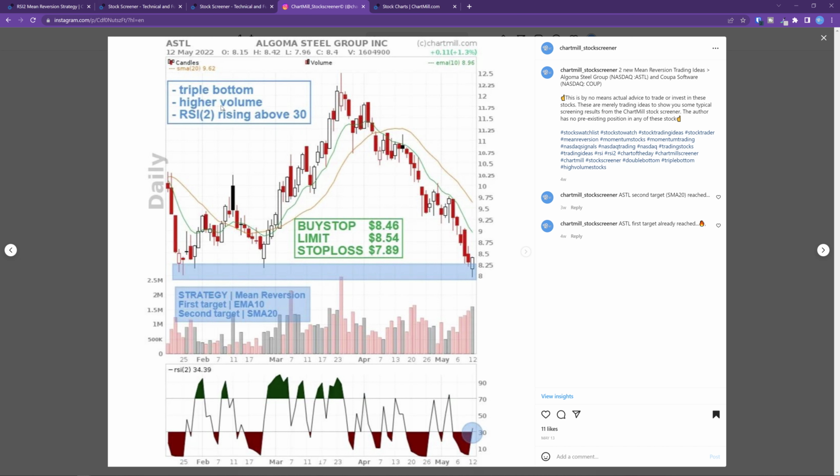There was a triple bottom, a higher volume, and RSI 2 rising above 30 again. So there was definitely a price extreme. Price came near support. It was far away from the descending SMA 20. The RSI 2 did drop below 10 and then came back up above 30. So this was our actual buy setup, a buy stop at 8.46 with a limit at 8.54 and a stop loss at 7.89.